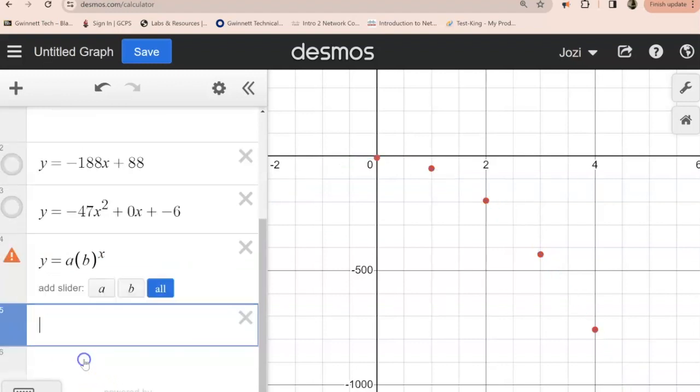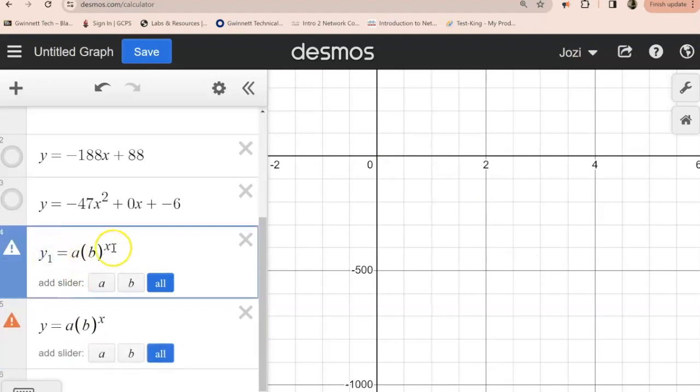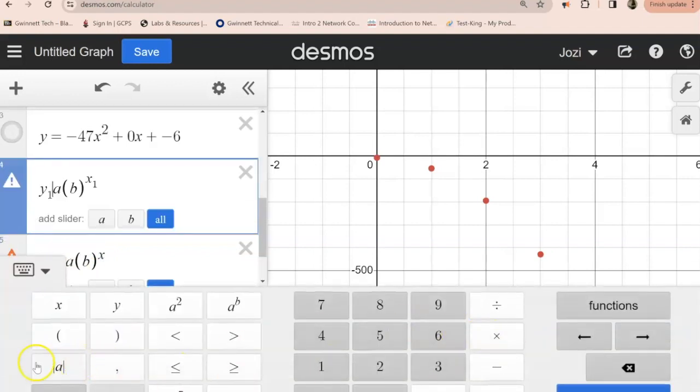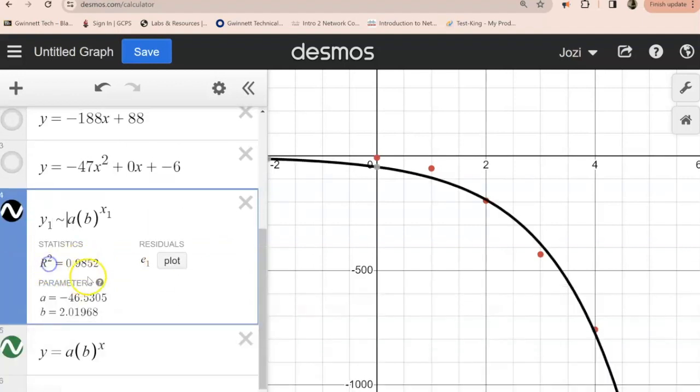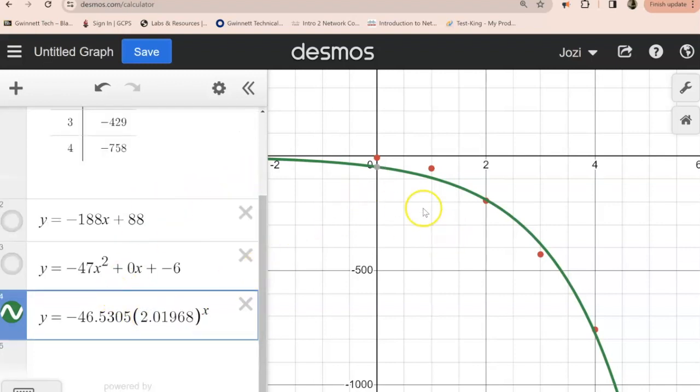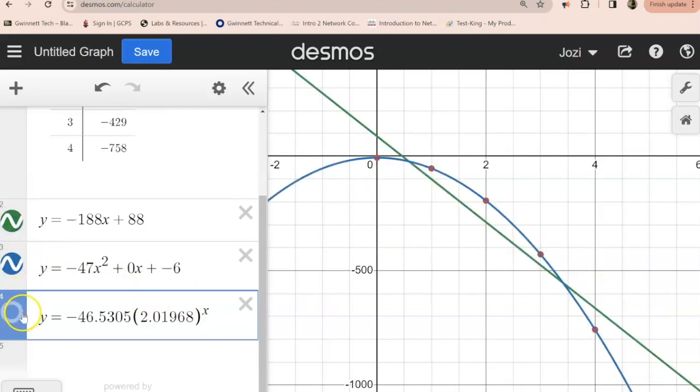I'm going to copy this again. Change my y to 1, my x to 1, and then squiggly line. I'm just going to prove to you that it's not exponential. My a is this, so copy this and put it where your a is. Then copy your b and put it where b is. Delete the extra thing. So exponential does go through one point and maybe a second one, but does it go through all of them? No. So the perfect fit out of all these options is that blue line. That blue line is my answer.